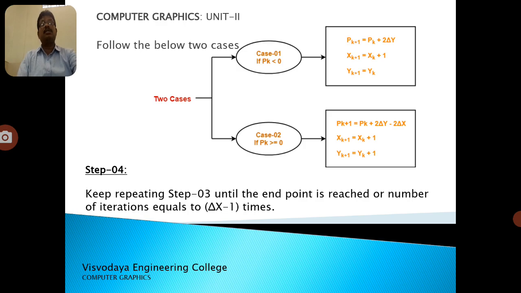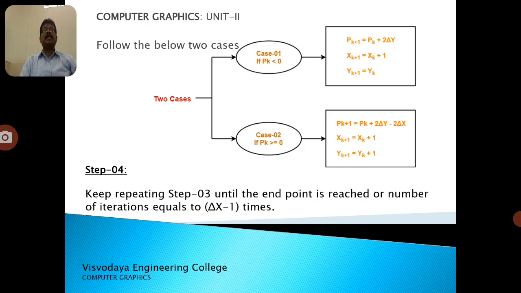The next step, step 4 in the procedure, is to repeat step 3 until we reach the last or ending coordinate. So here we also calculate the number of iterations. In DDA, how do we calculate the number of iterations between the starting and ending point? We check whether the absolute value of delta x is less than or greater than the absolute value of delta y, and based on that we decide the number of steps between the starting and ending point.